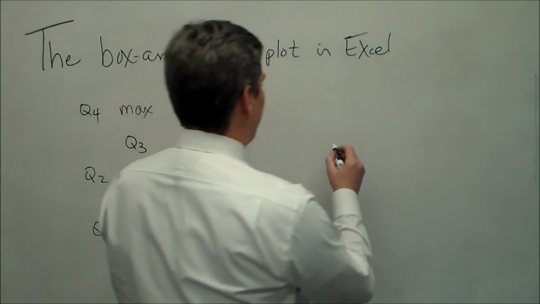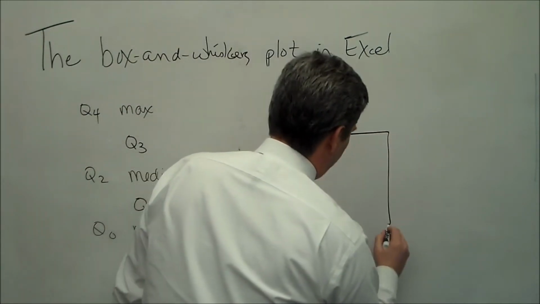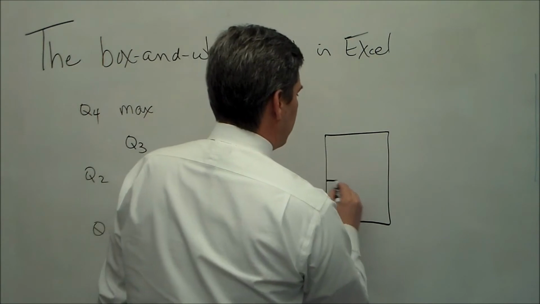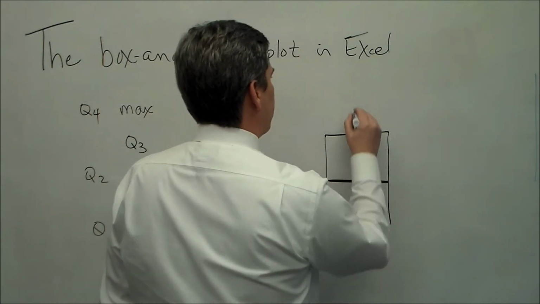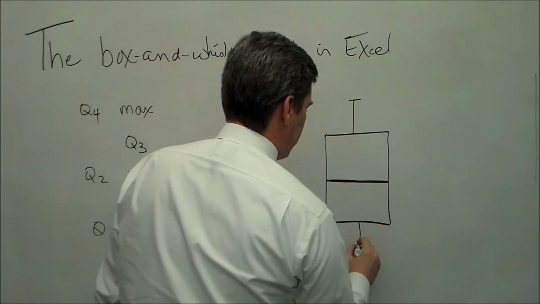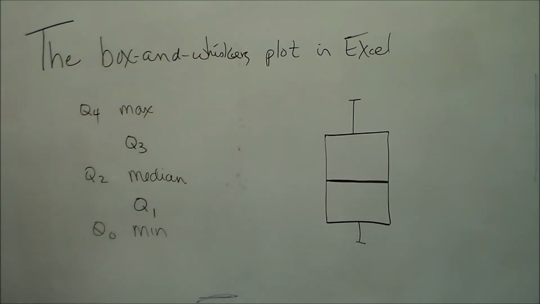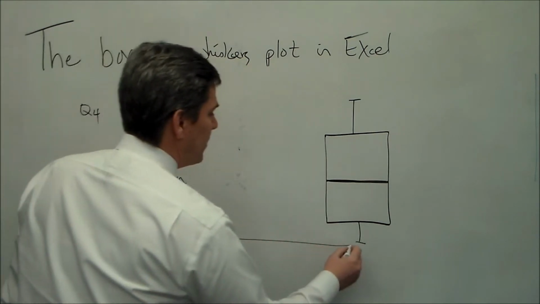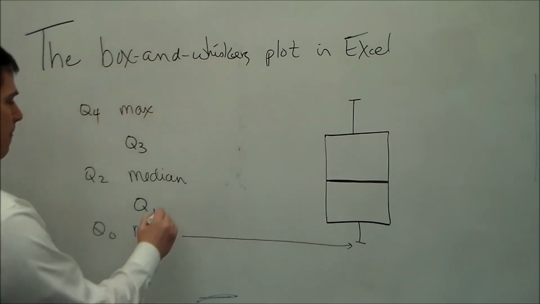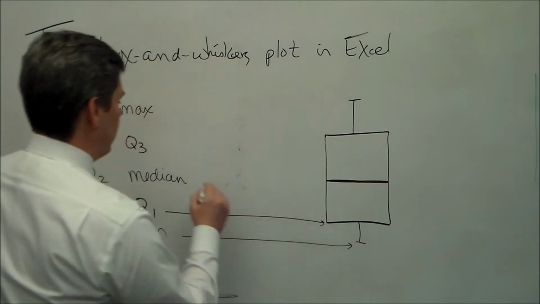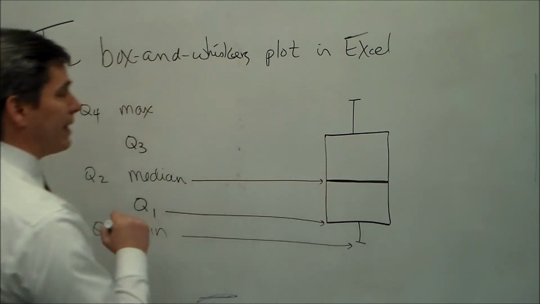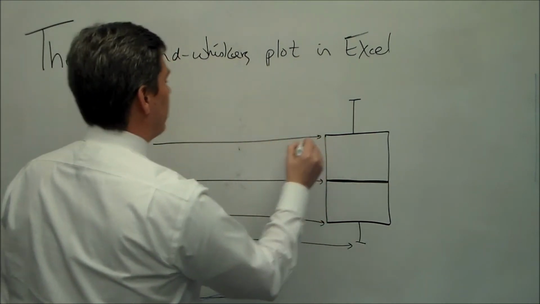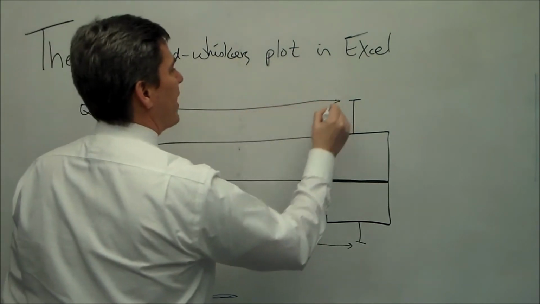So here's what a box and whiskers plot looks like. This one actually does not show the outliers. We'll deal with that later. Here's the minimum, if there's no outliers. Q1, Q2, the median, Q3, and Q4, the maximum.